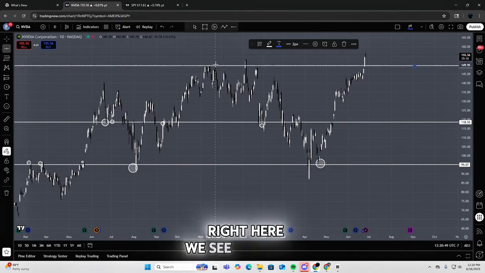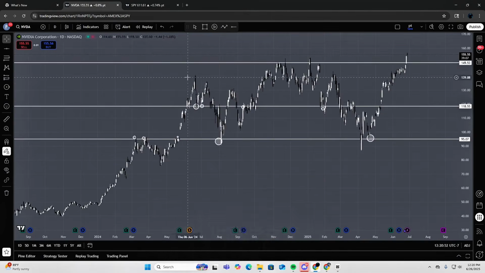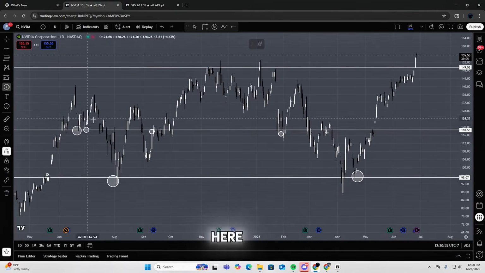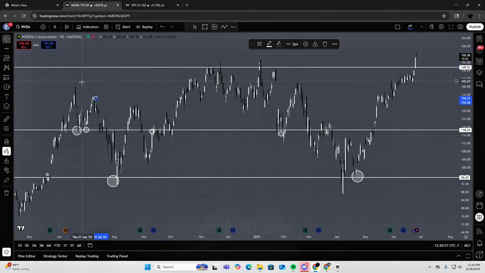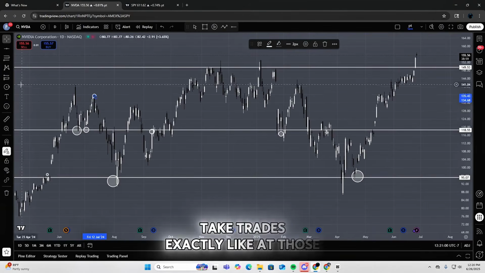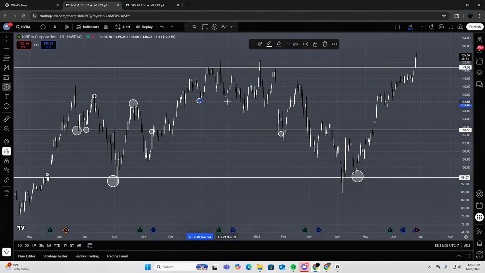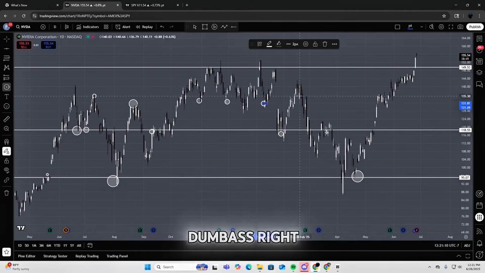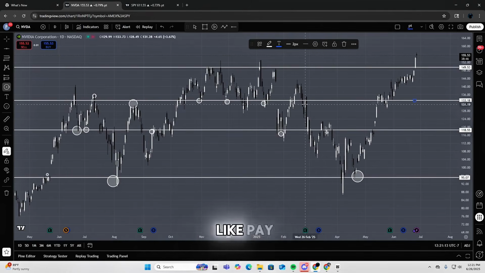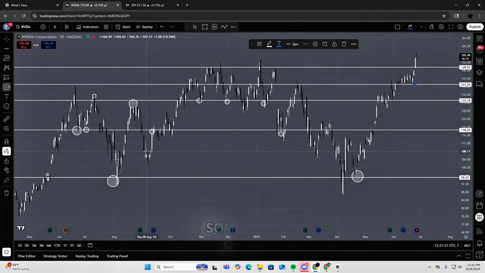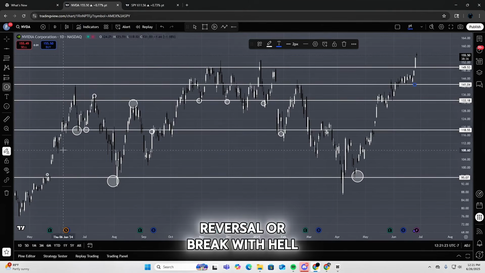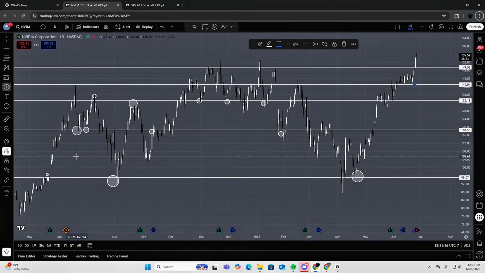Right here we see that high. Then we also see this right here too. And again, these are just areas, right? I don't want you guys to take trades exactly at those points. Like maybe it gets into your line and then you're like, "Oh, we're gonna reject here." That's not the whole point. The whole point is this is the area. Pay attention to how we react here, how everything's moving here, because more likely than not we're going to see some sort of reversal or a break with a lot of volume and then just hold.